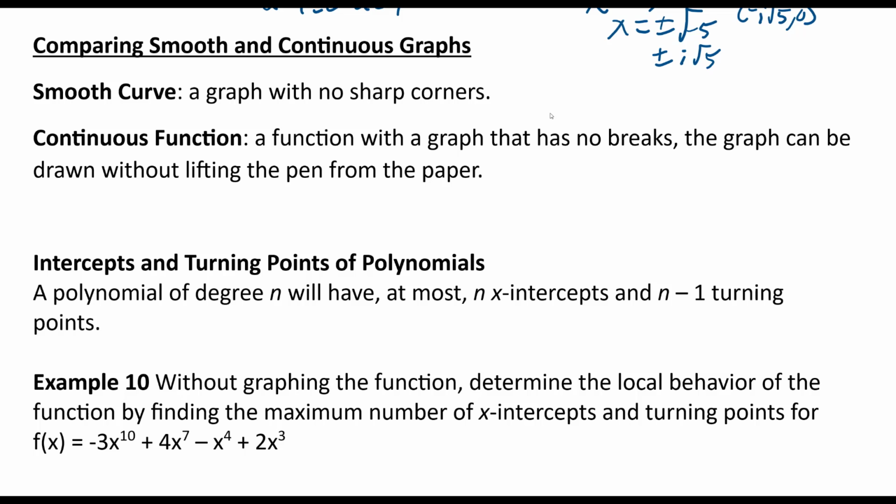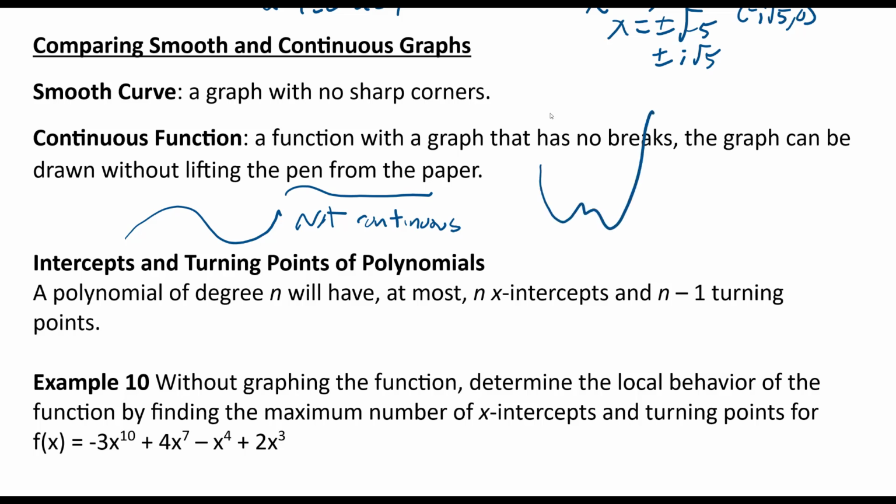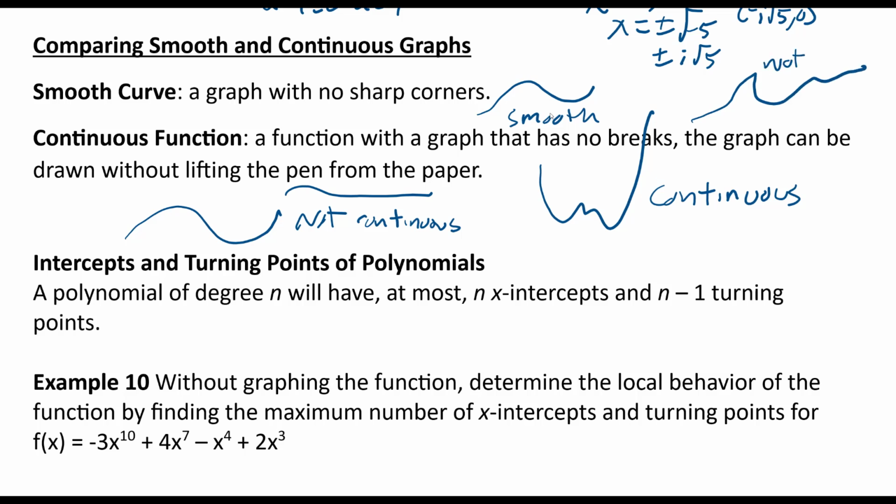So that's like, if you had a graph like this, and then it picked up over here, that's not continuous. But a graph that comes down, does some stuff, and goes up, that is continuous. A smooth curve might look like that. And a sharp curve might become like that, and then does something like that. I'll say not smooth.